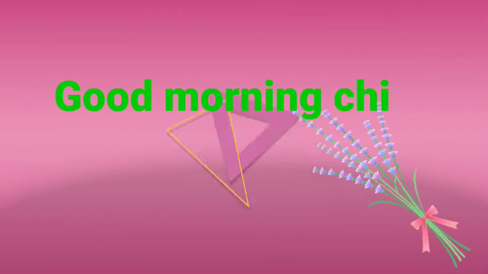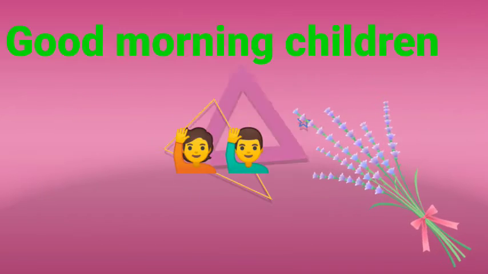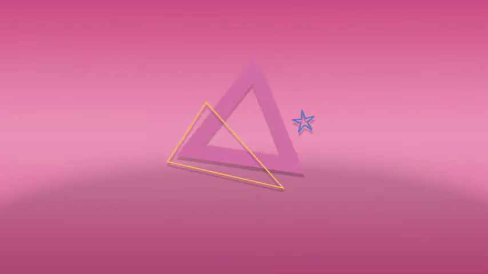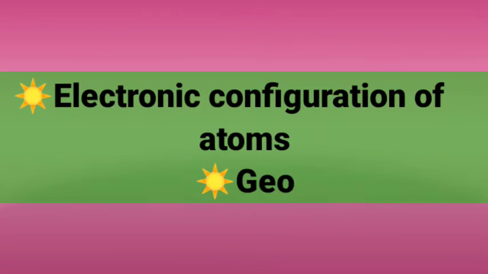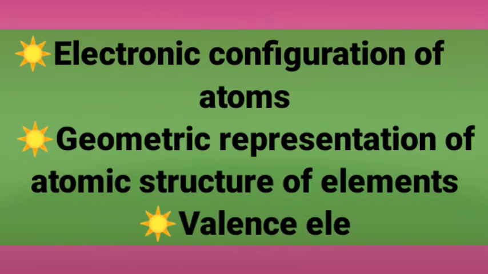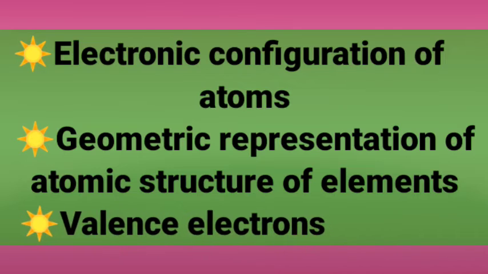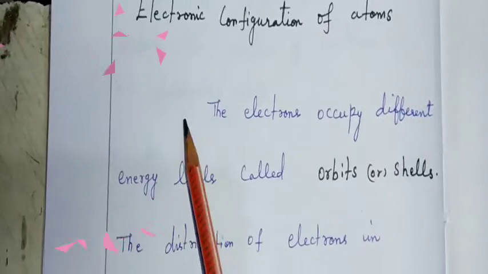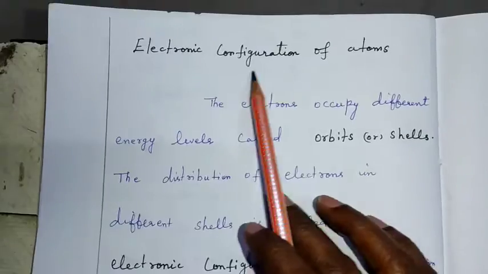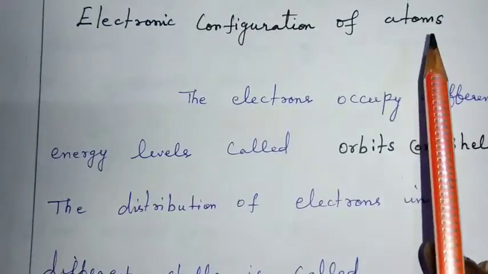Good morning, children. Today you are going to learn the topic electronic configuration of atoms, geometric representation of atomic structure of elements, and valency electrons. Today you are going to learn the topic electronic configuration of atoms.